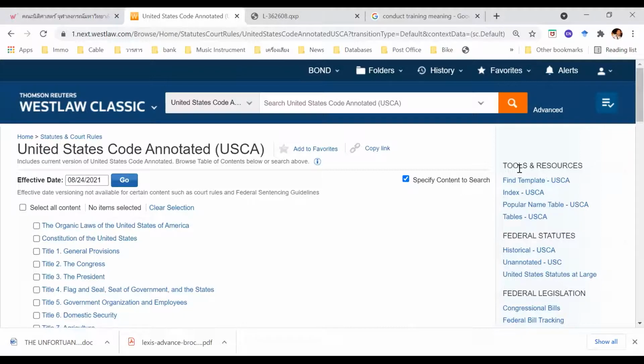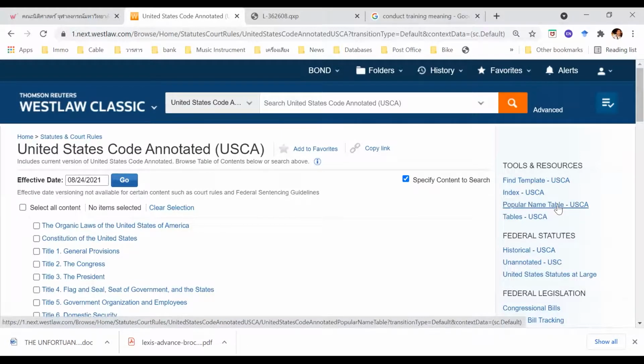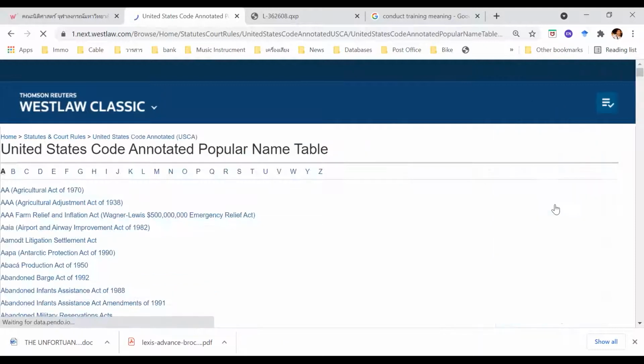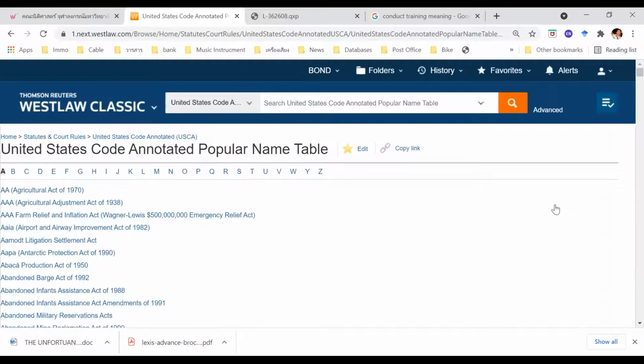The laws end with X. Just use this one, the popular names tables. Search from the popular names table, and it will list you a law that ends with X, starting from the beginning with the alphabet A.